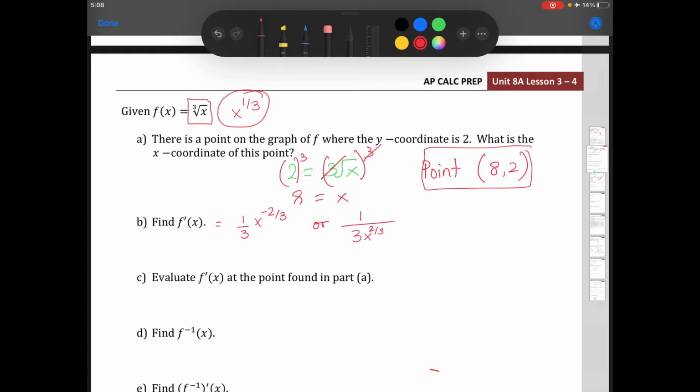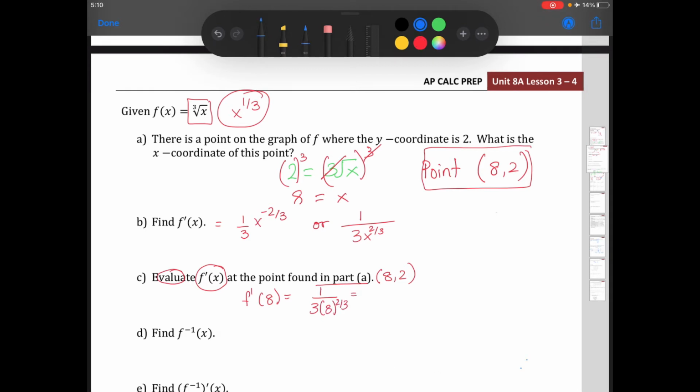Now it's asking us to evaluate. Again, remember, evaluate means you're going to substitute something into this function. There is a word value hidden in evaluate. At the point found in part A, our point was (8, 2). So I want to find my slope. Basically, that's what it is at point (8, 2). So f prime of 8 would be, all I'm doing is substituting 8 in for x.